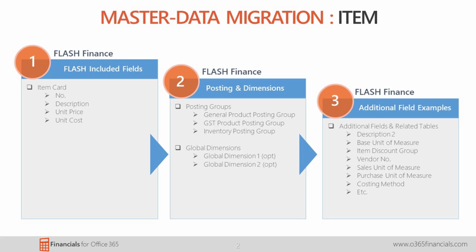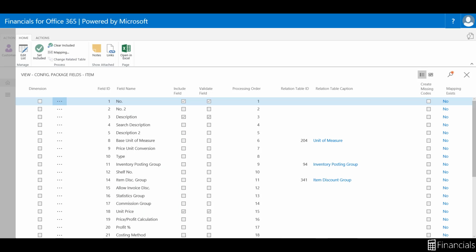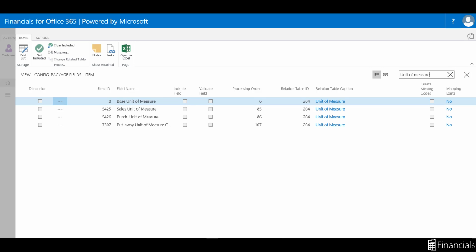As we mentioned earlier, you have what are known as additional fields for items the customer may want to create themselves. For this example, let's add the fields costing method, base unit of measure, sales unit of measure, and the purchase unit of measure. You will notice that each of these fields have a relation table ID. This table number refers to a separate table that is linked by the common field item number.